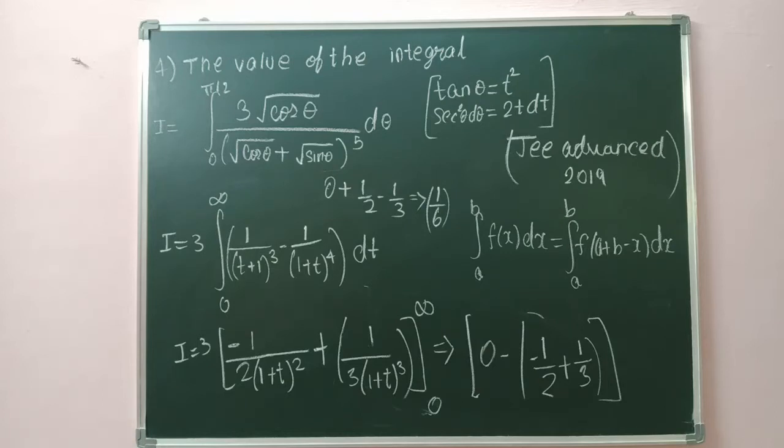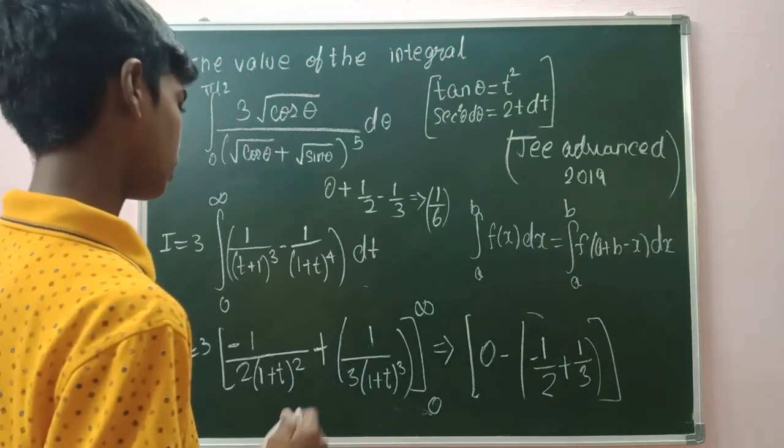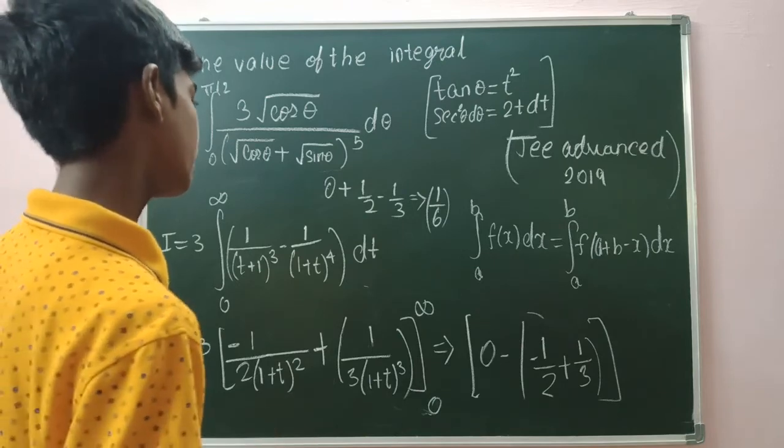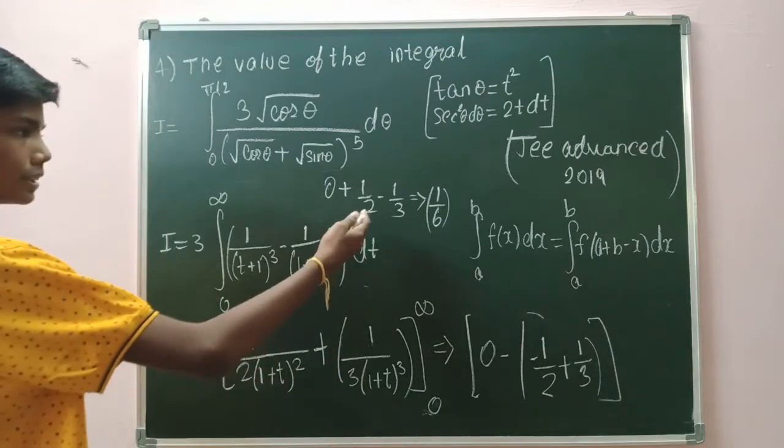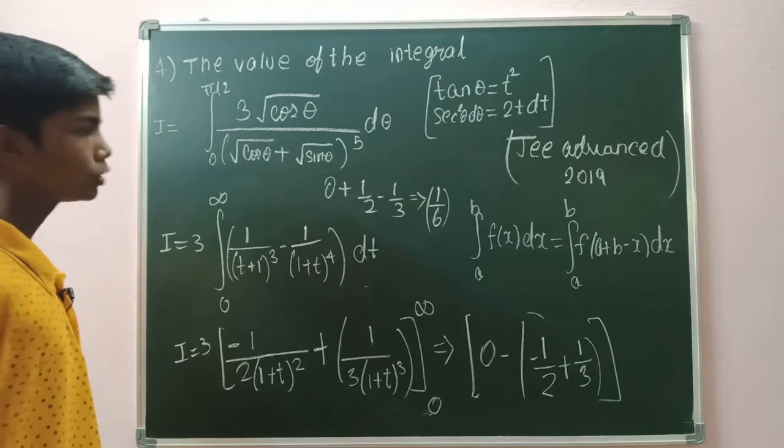Correct or not? Did I miss any mistake? So therefore plus 0, 1 by 3. Okay, plus 1 by 2. So this will be 3 by 6 now. So 3 by 6 minus 2 by 6.